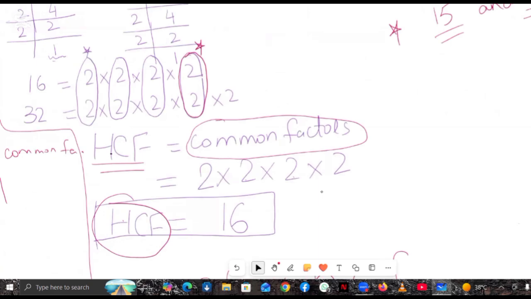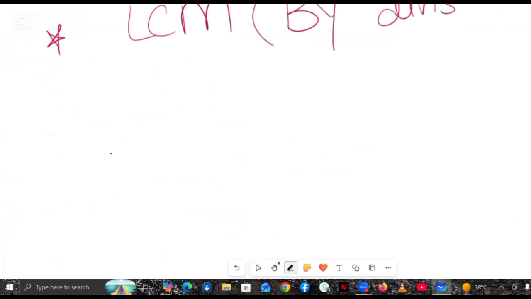Okay, next. Stop writing. Now, first of all, we have the second method. The second method is the division method. In the prime factorization method, you have to find prime factorization separately. But now, this one is the second method, that is the division method. And first of all, we are doing LCM by division method.